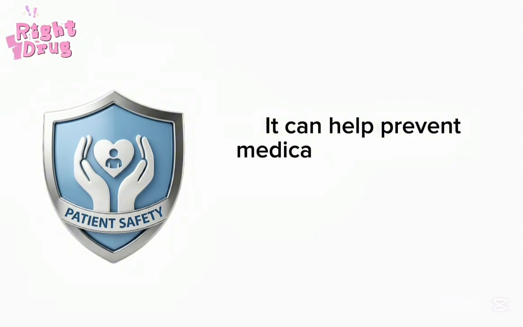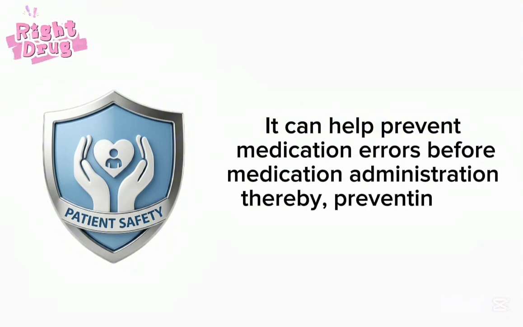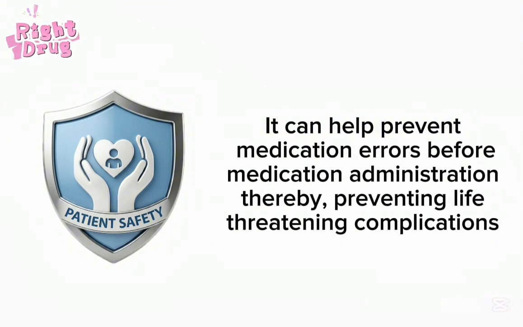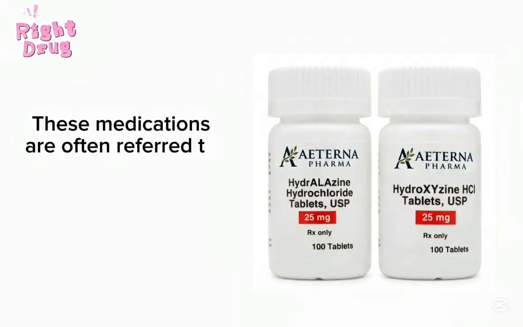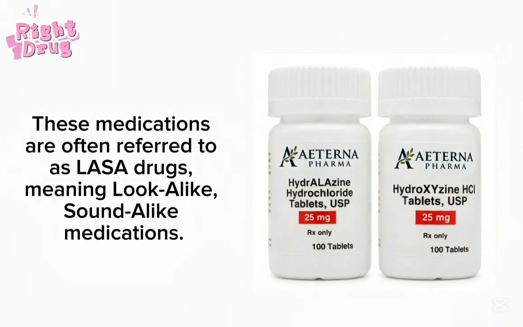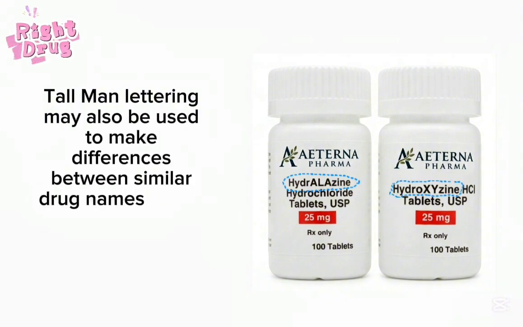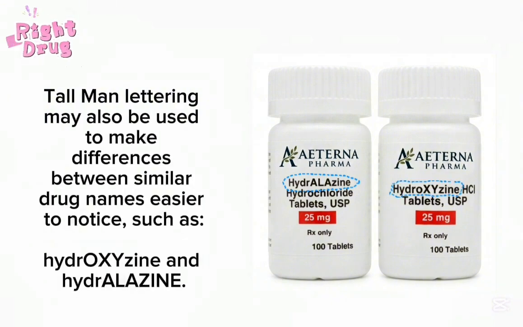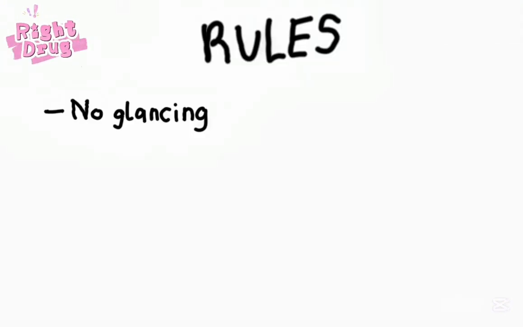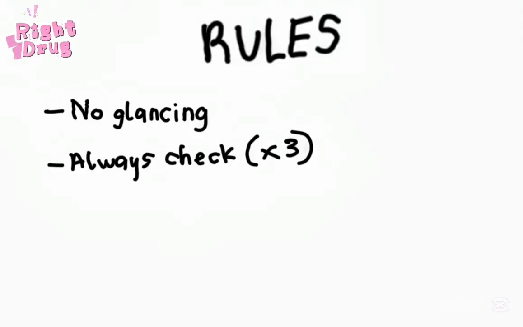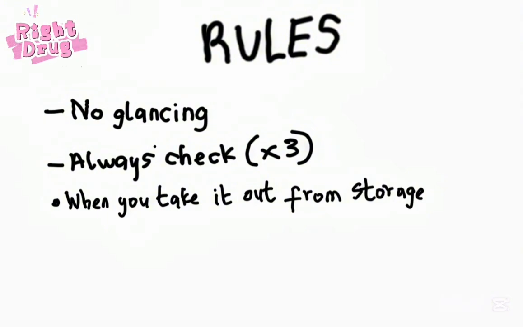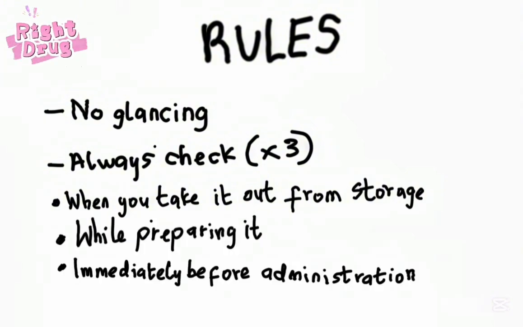This might be repetitive, but it is a very good way to catch medication errors before they reach the patient. For example, some medications have names that look or sound familiar, such as hydralazine and hydroxyzine. Their names are very similar, but they are completely different. So don't just glance at a medication and assume it is correct. Always check 3 times: when you take it from its storage unit, while you are preparing it, and immediately before you administer it to your patient. Always read the label carefully.